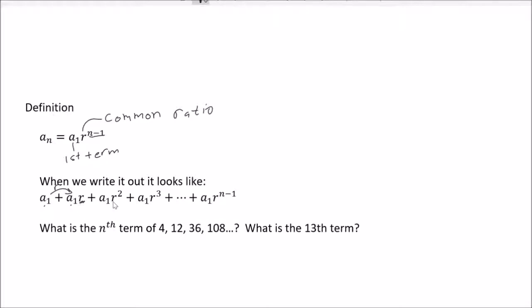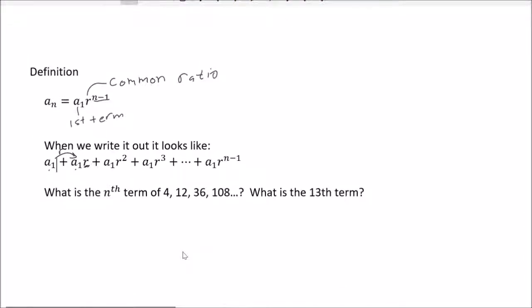To get to the next one, you multiply by r again, until you get all the way to the final term, the nth term. Okay, and there it is. So let's look at an example. We want to find the nth term of this series. Okay, 4, 12, 36, 108, and we're also going to find the 13th term. Okay, so let's start here.